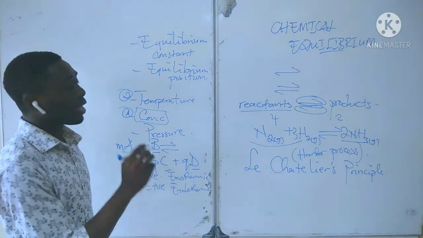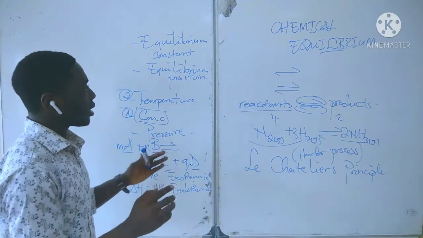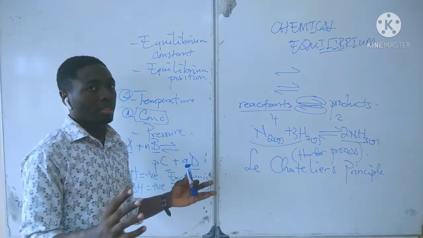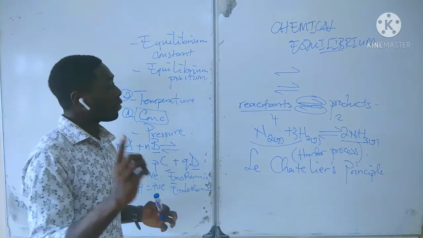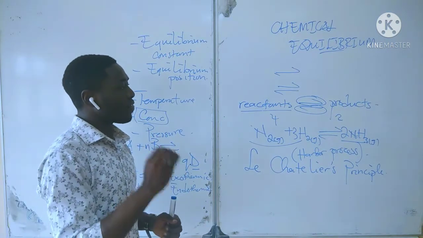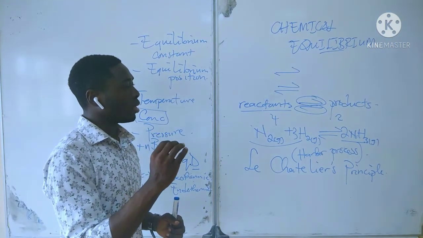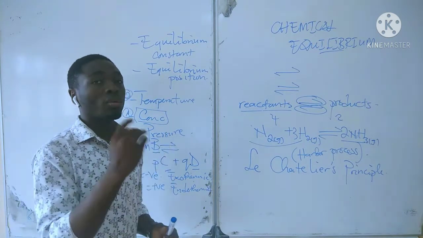Now, there is one other thing, a catalyst. A catalyst simply increases the rate at which equilibrium is attained. It does not affect the equilibrium position. One very important thing you should know: the catalyst does not affect the equilibrium position. It affects the rate at which equilibrium is attained.